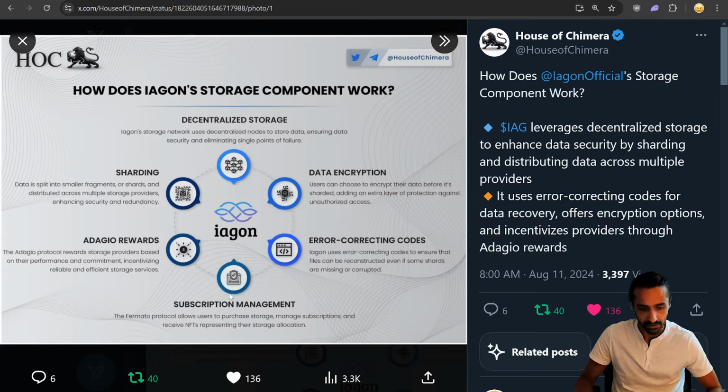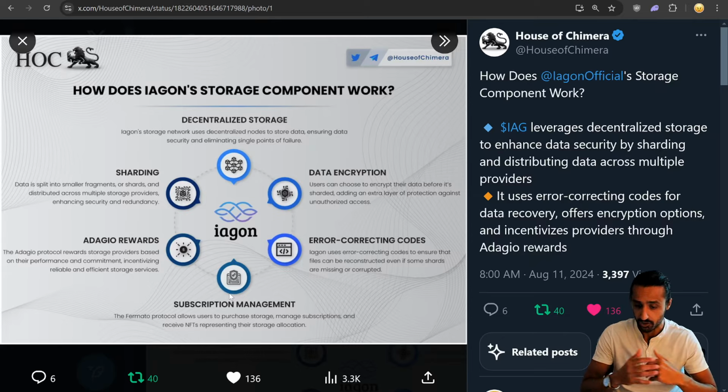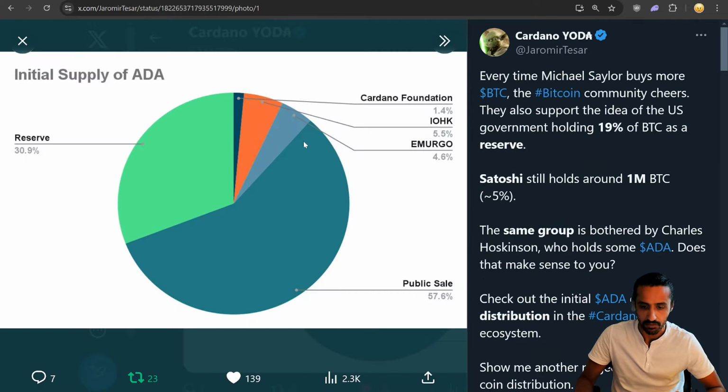I think rewards is great. The Iagon protocol rewards storage providers based on their performance and commitment, incentivizing reliable and efficient storage services, which is good. That's nice. Incentives, we know they work, as much as he-who-shall-not-be-named says they don't. Finally, subscription management. This is cool. The protocol allows users to purchase storage, manage subscriptions, and receive NFTs representing their storage allocation. Wow, what a beautiful medley to integrate. That's cool. NFT with subscription management sounds sensible to me.